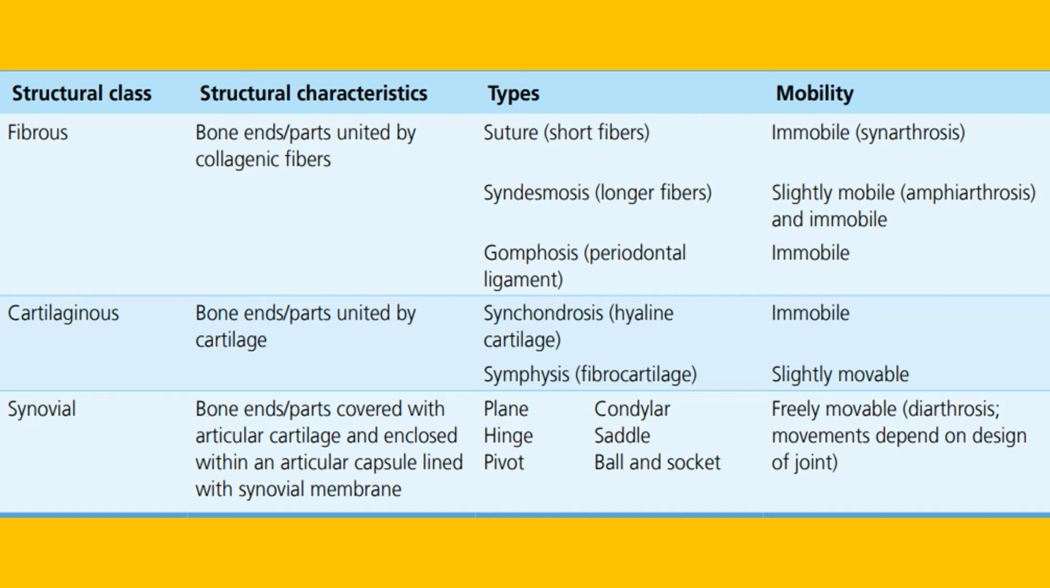The cartilaginous class includes bone ends united by cartilage. Types are synchondrosis, with hyaline cartilage, or symphysis, with fibrocartilage. Hyaline cartilage is immobile and fibrocartilage is slightly movable. In the end, we have synovial joints, with bone ends or parts covered with articular cartilage and enclosed within an articular capsule lined with synovial membrane. Types include plane, hinge, pivot, condylar, saddle, and ball and socket. They are freely movable, diarthrosis, with movement depending on the design of the joint.